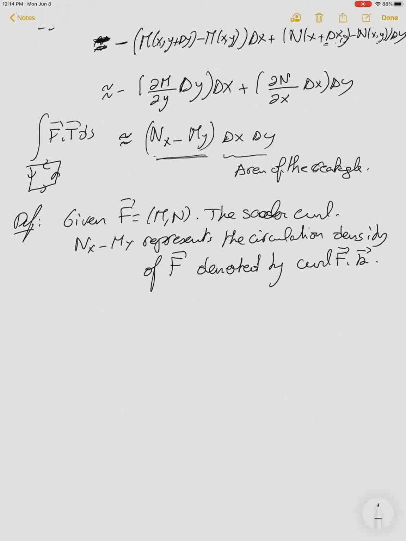Notice that this, n_x minus m_y, does not depend on my curve, it only depends on F. And this is circulation, and this is counterclockwise circulation. And this is the area of the rectangle. It's very important here that it's counterclockwise. Okay. And this is n_x minus m_y, and this is circulation per unit area, which is the circulation density.